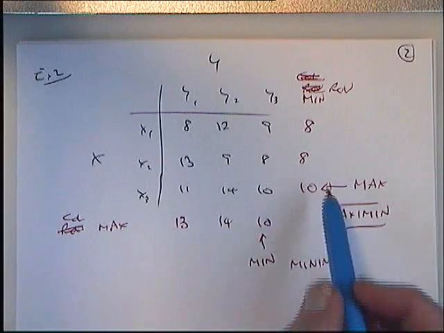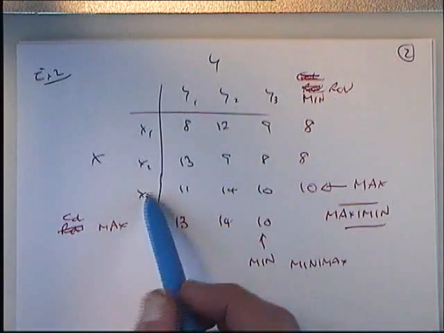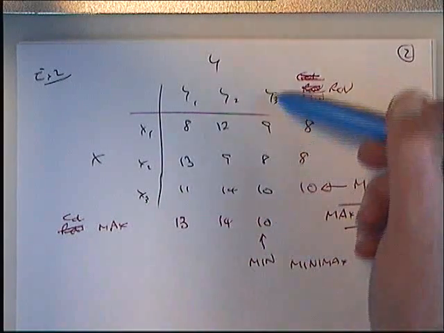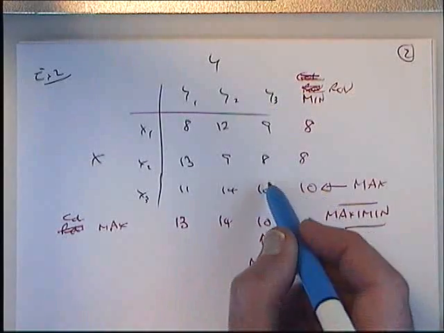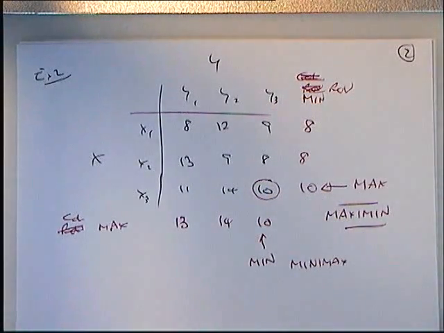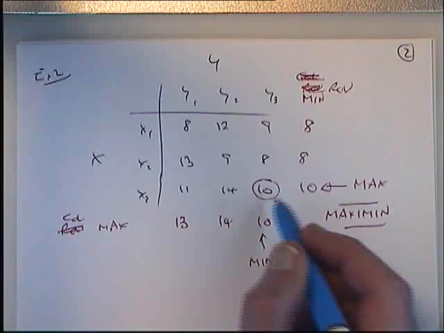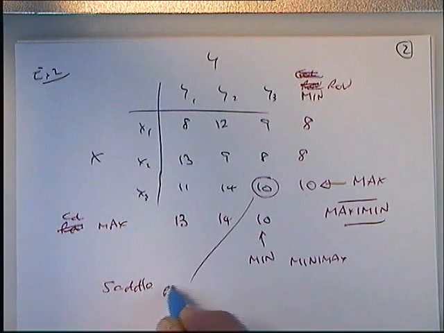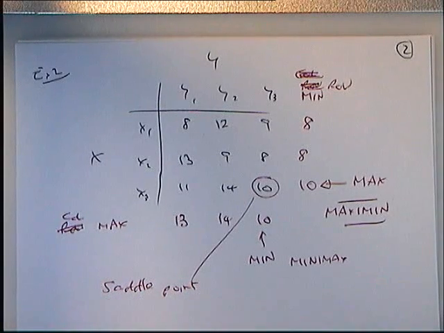And if it so happens that player X, the best thing for him to do is play strategy 3, and Y, the best thing for him to do, and they meet here, and if these have the same values, then that has a special name, and that's called a saddle point. That 10 there is a saddle point for this matrix. They will both try and do something, and it's the best for both of them. They sort of coincide there.